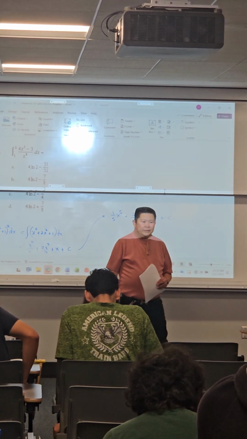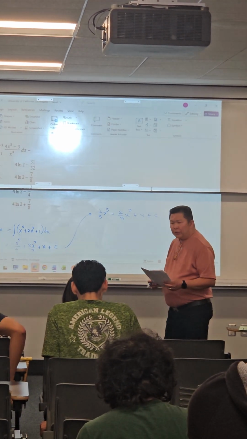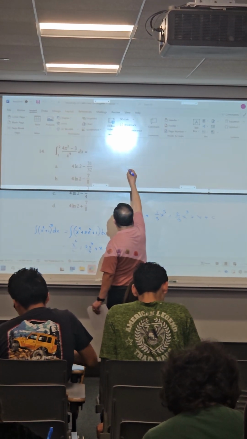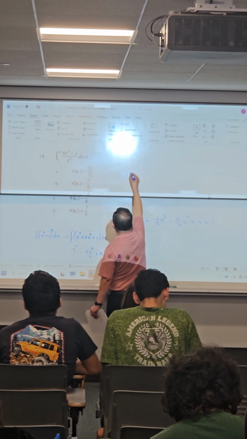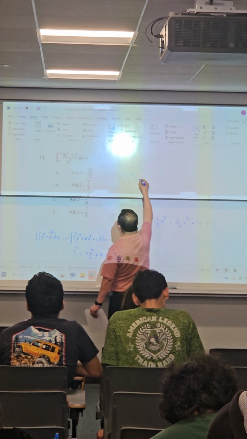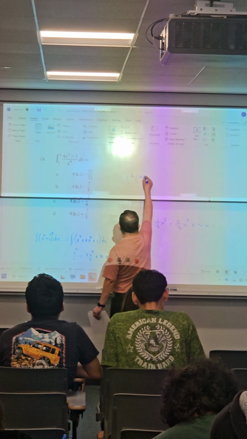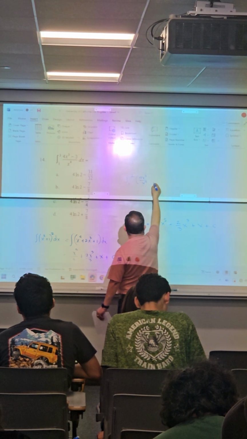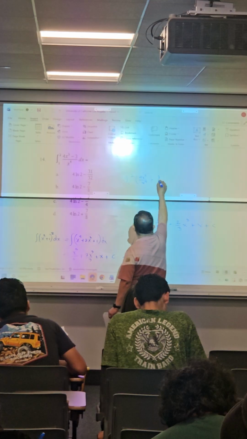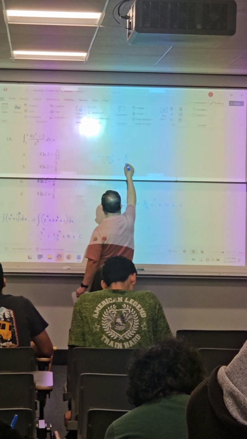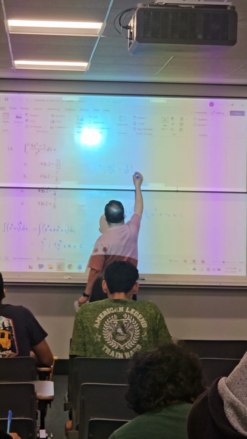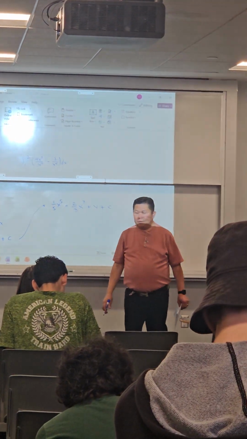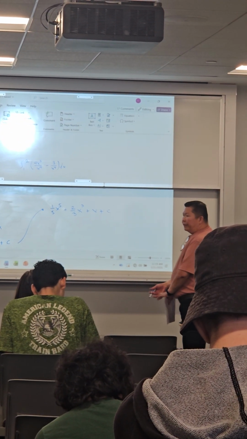Can we rewrite problem 14? We can rewrite this as the integral from 1 to 2, and then we have 4x cubed over x to the power of 4 minus 3 over x to the power of 4, and then dx. So what cancels out there?